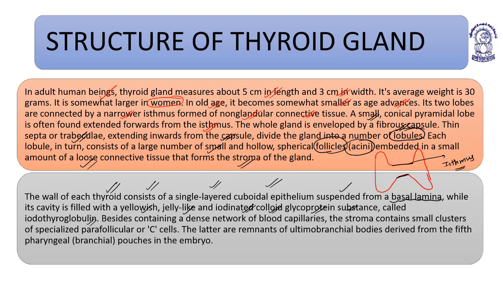Besides containing a dense network of blood capillaries, the stroma, which is made up of connective tissue, contains small clusters of specialized parafollicular or C cells. The latter are remnants of ultimobranchial bodies derived from the fifth pharyngeal pouch in the embryo. So these parafollicular cells are supposed to be the remnants of ultimobranchial bodies. Okay, so this is about the structure of thyroid gland.